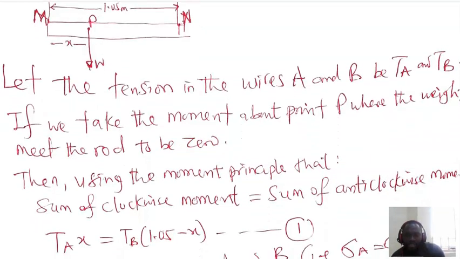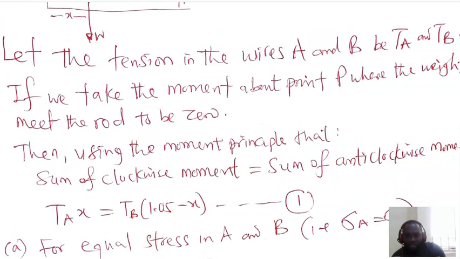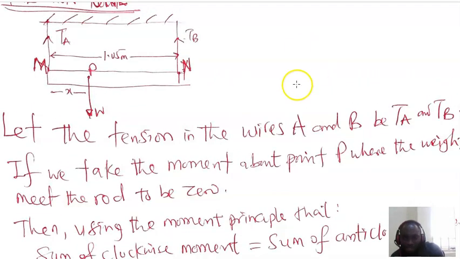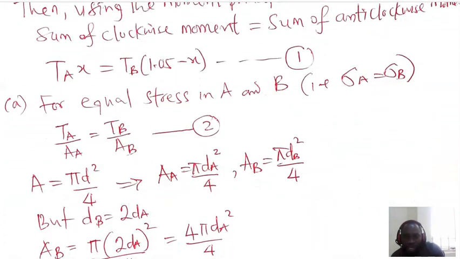then on using the principle of moments, the sum of clockwise moments equals the sum of anticlockwise moments, as the way it is. So definitely you have TA multiplied by x will be equal to, if this is x, definitely this other length will be 1.05 minus x. So it will be TB multiplied by 1.05 minus x. I want to believe that we have not forgotten our moments completely. So we can call this equation 1.